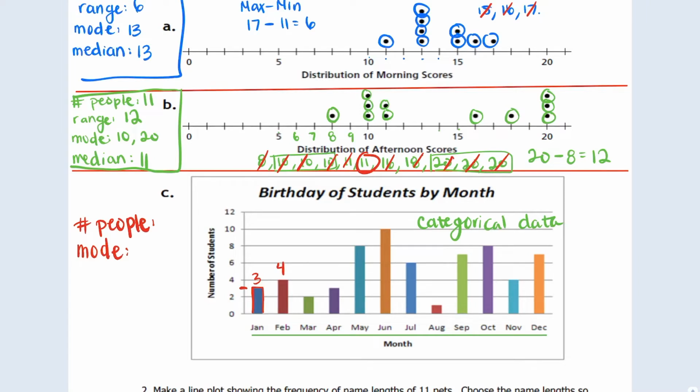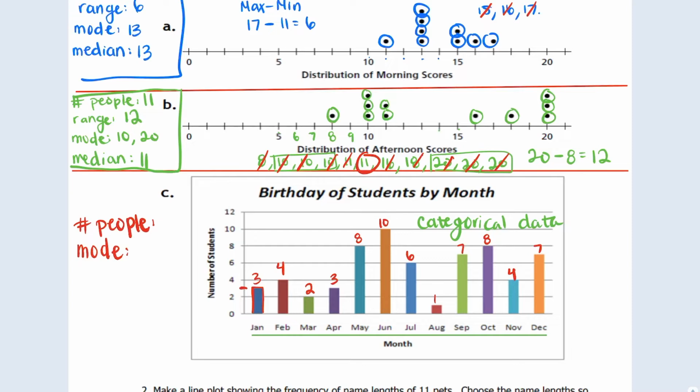It looks like 4 people have birthdays in February. 2 people have birthdays in March. 3 people have birthdays in April. In May, we have 8 people with birthdays in May. In June, we have 10 people. July has 6 people. August has 1 person. September has, I believe, 7 people. October has 8 people. November has 4 people. And December has 7 people.